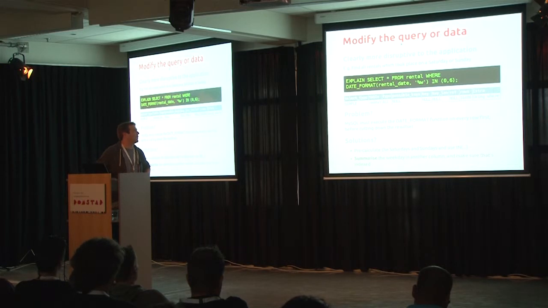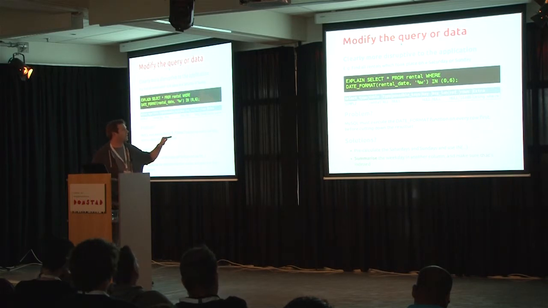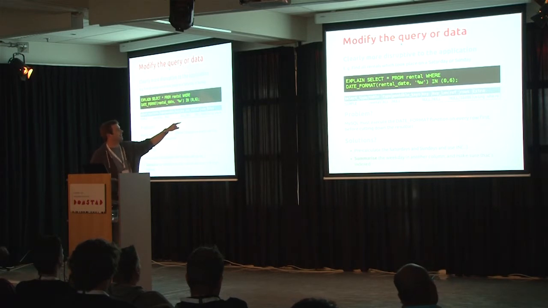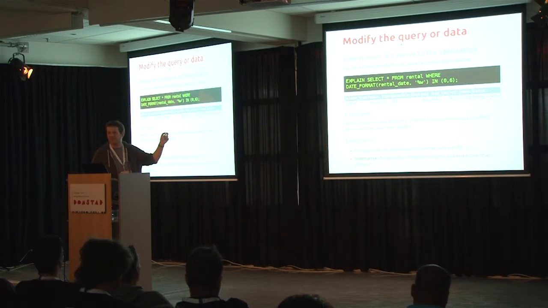Let's say we have a report which says find all rentals which took place on a Saturday or a Sunday. Now, as far as I'm aware, the only way you could do that without changing the data would be to use a function, date format. So select star from rental where date format, and then I'm formatting it like PHP's date function to come back with 0 or 6.